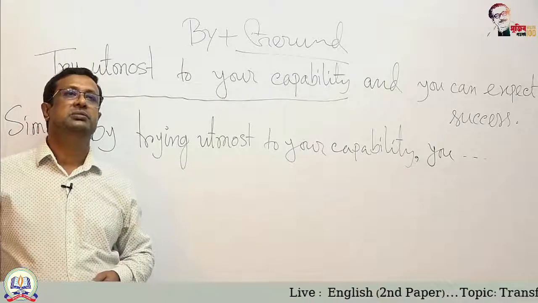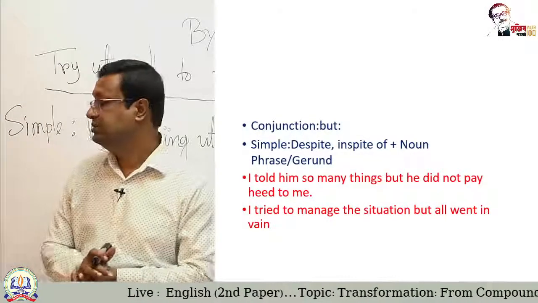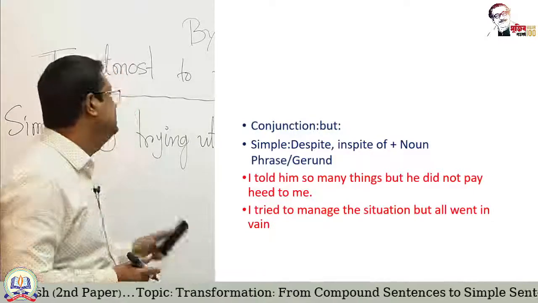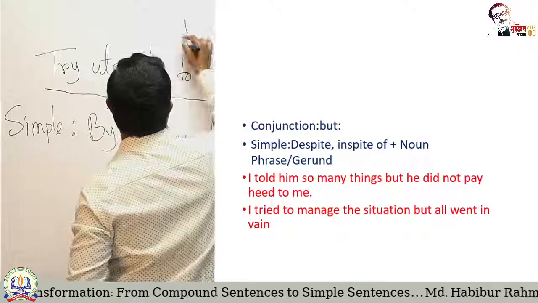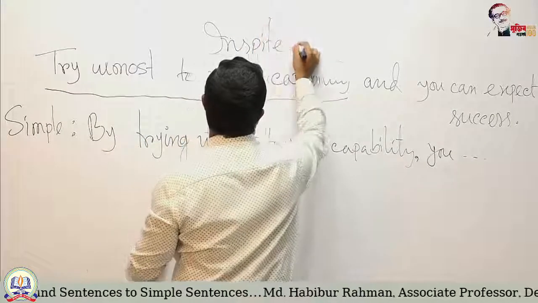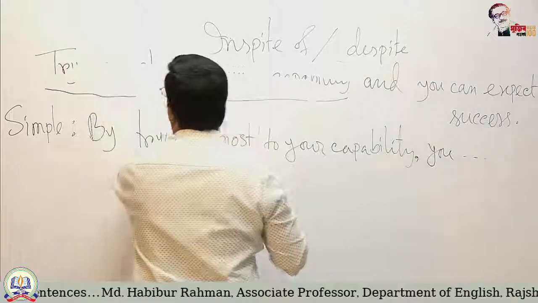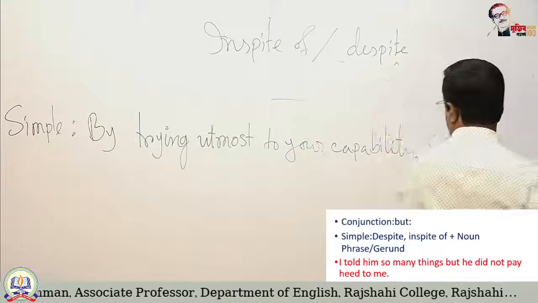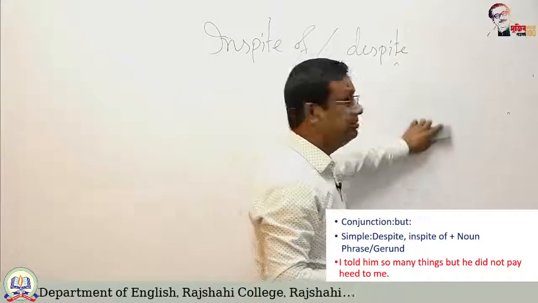And you know, when we change, this is very common. I have brought this problem before you at the end of the class, because this is quite common. When there is any but, we use in spite of or despite. When we find any conjunction with but, such types of sentences are just contrasting, and we use in spite of or despite.